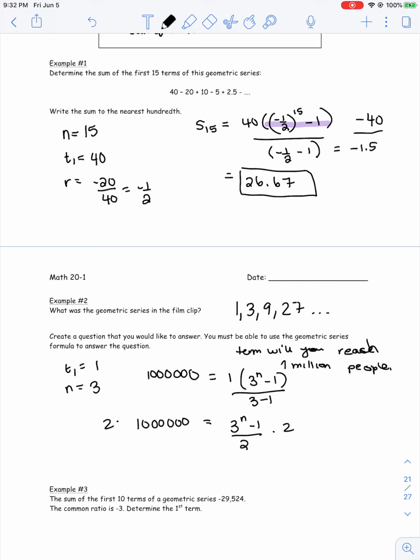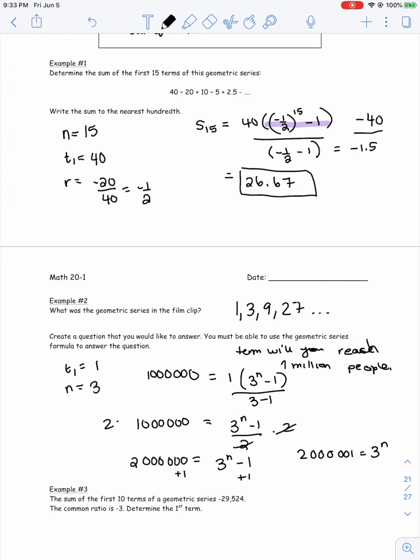Now we're going to multiply both sides by 2 to get rid of that denominator. So that'll be 2 million now. And so 3 to the n minus 1, we're going to add 1 to both sides. So now we have 2,000,001 is equal to 3 to the power of n.